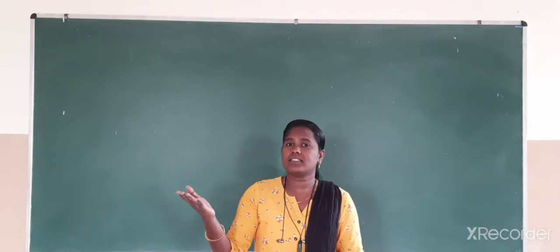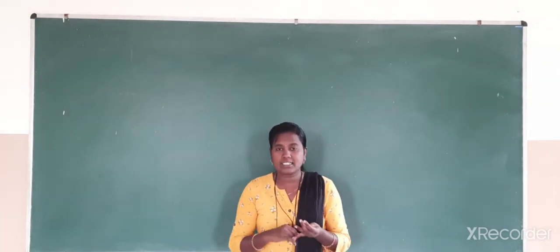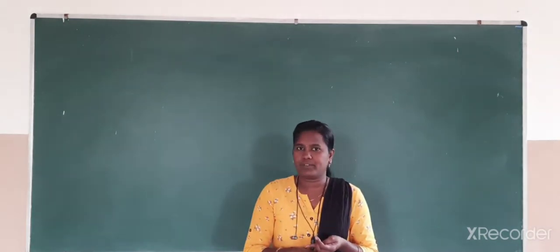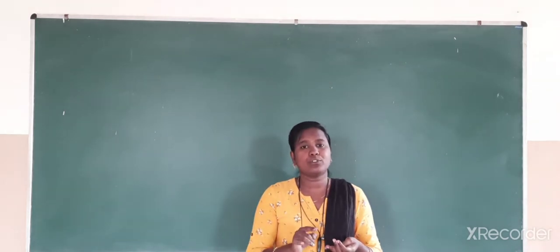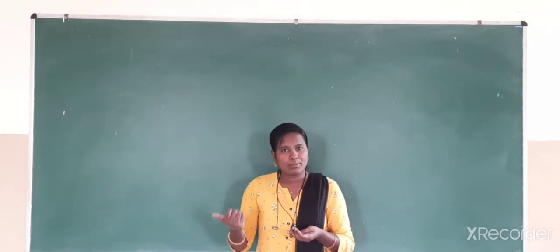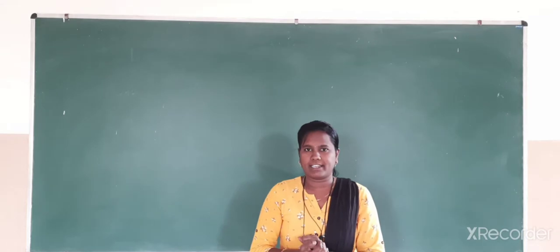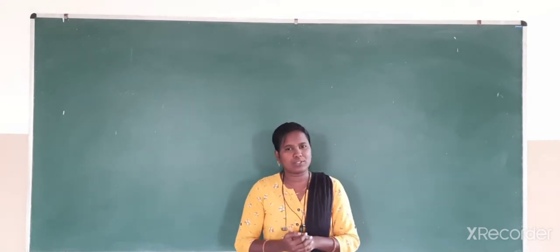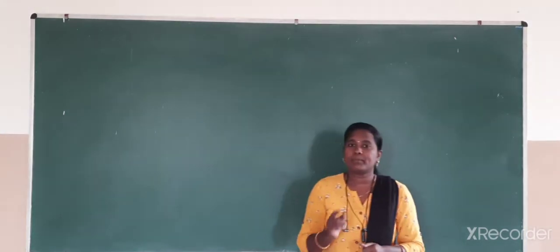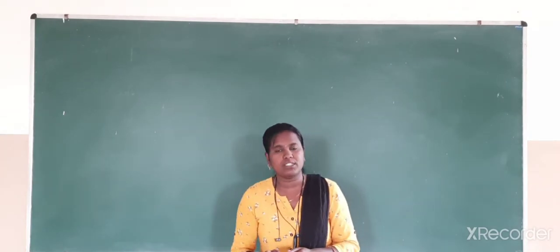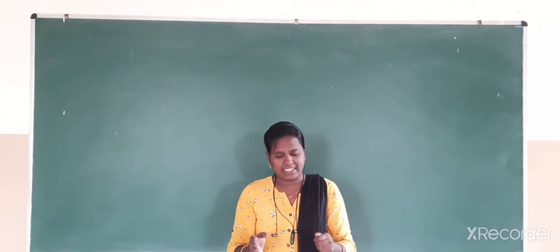In the last class we discussed the adjacent angles and the linear pair of angles, isn't it? And before that we learned the complementary angles and the supplementary angles. I hope you all have understood that. Okay, now let us move on. The pairs of lines. In that we are going to learn the intersecting lines.